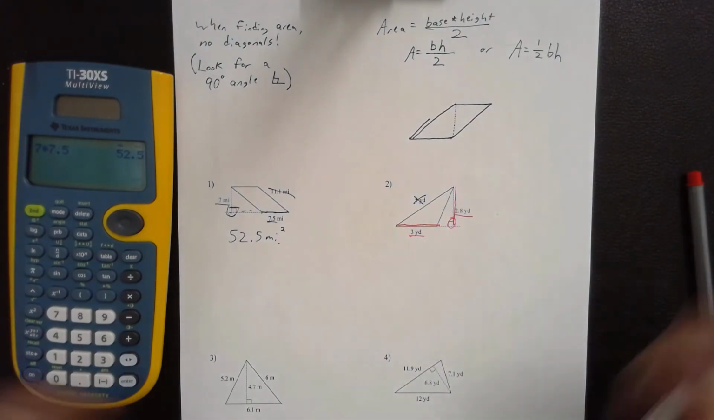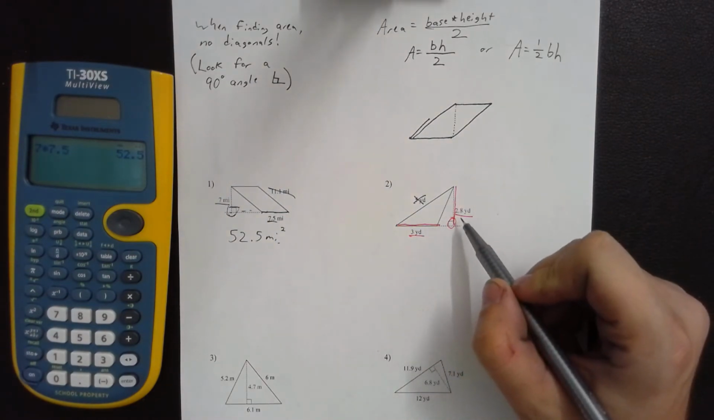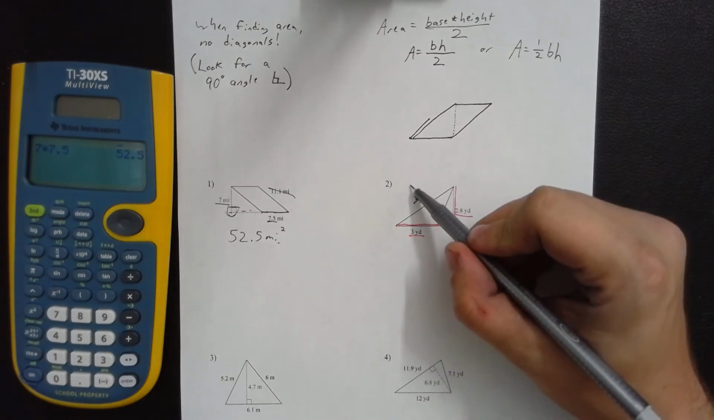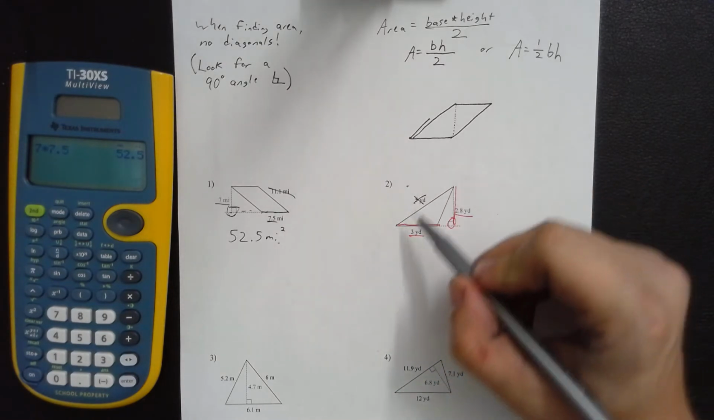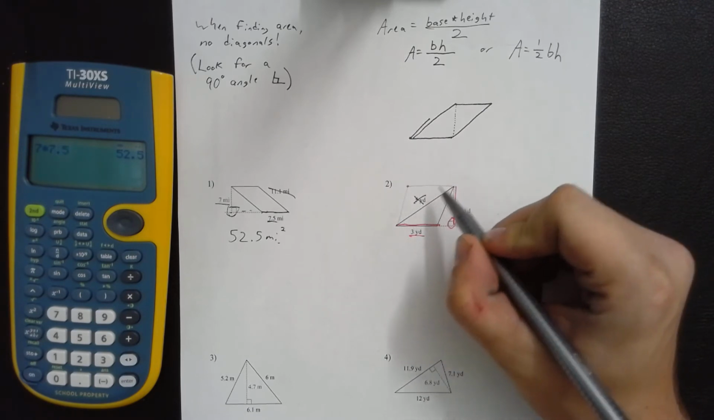Now, just to kind of show you what I'm talking about, if I were to do 3 times 2.8, if that's all I did, 3 times 2.8, I would be finding the area of this shape.